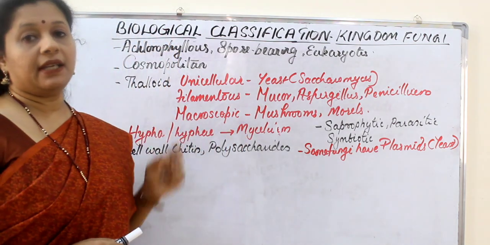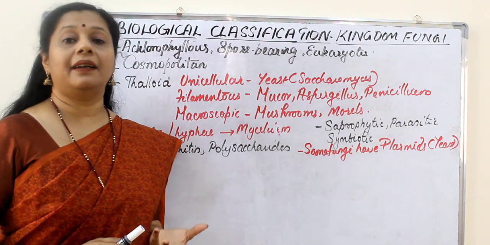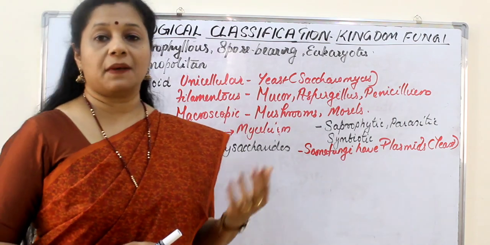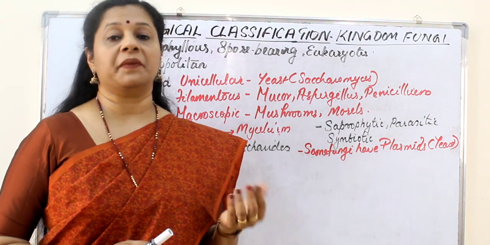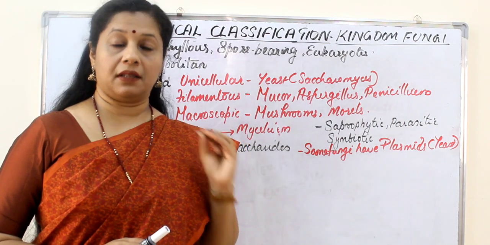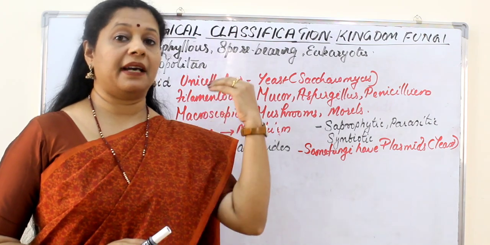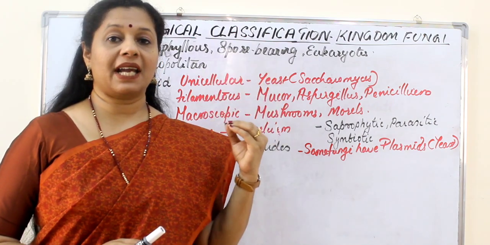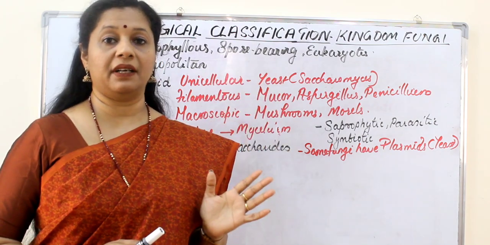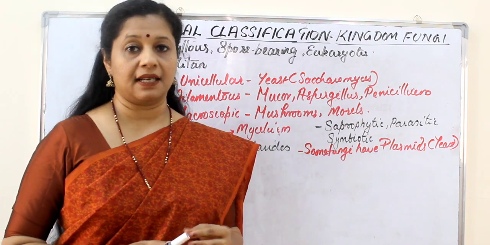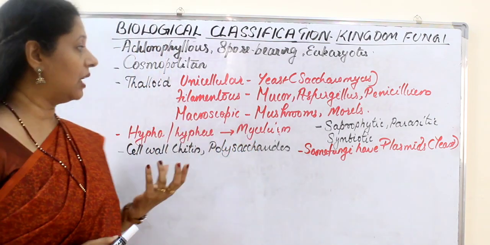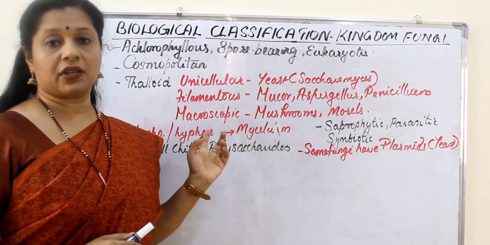Now their body is thalloid. Thallus means an undifferentiated body, since before these were included in the plant kingdom, as we saw. Plants typically have a root system and a shoot system. But these are organisms which do not have a properly defined body, so that is called a thallus. So this undefined thallus or thalloid body has different structures.